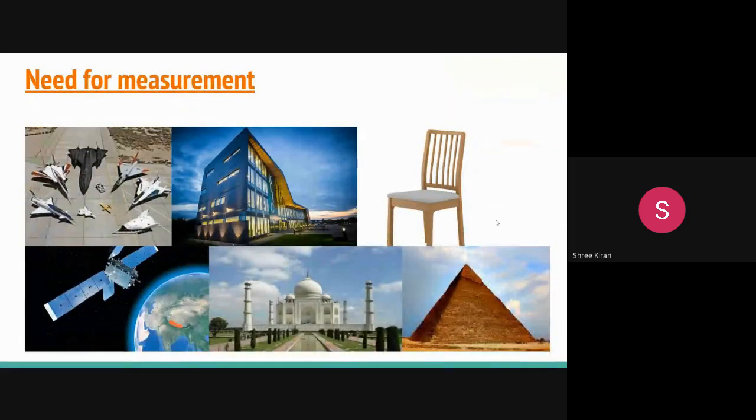Yesterday we were at these slides, I hope you remember where we ended the class. We were discussing the need for measurements: in aerospace applications, in construction, in building furniture, even in satellites. Measurement is mainly related to tolerance, allowances, fits and gauges. It is also related to the precision and accuracy of all the aspects.